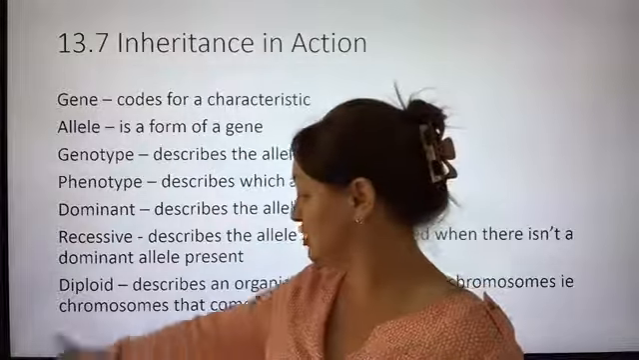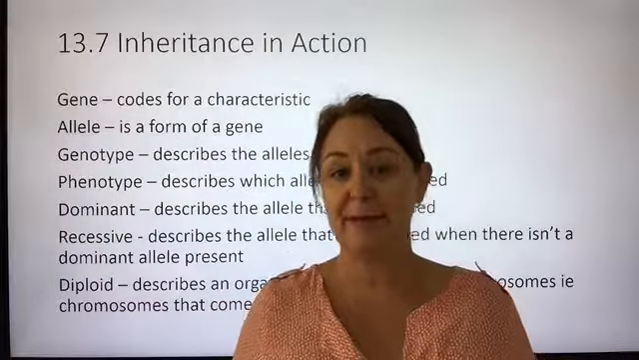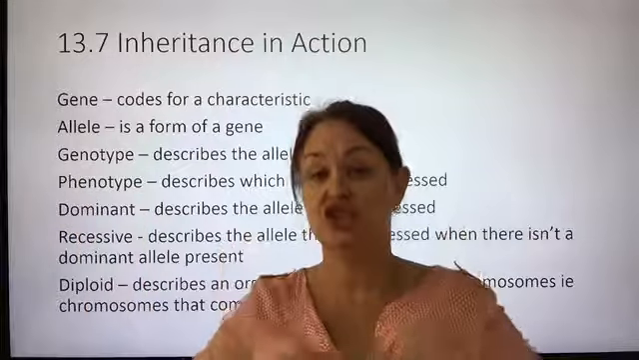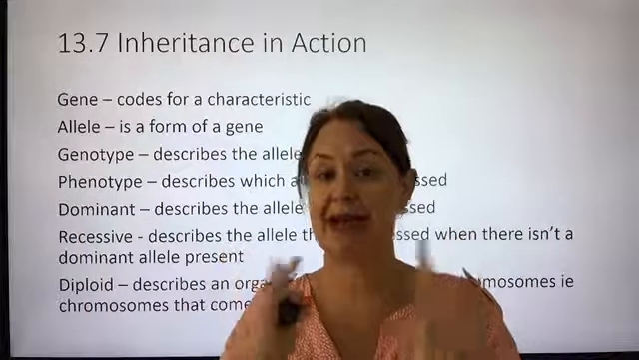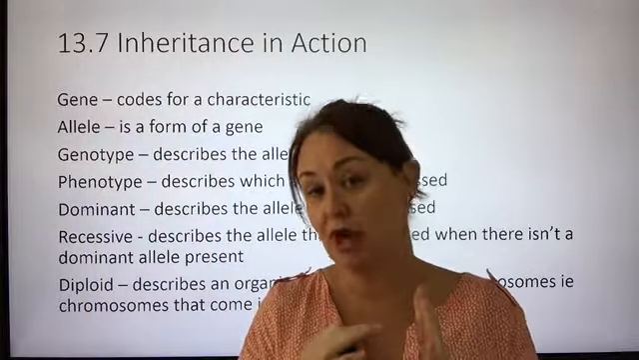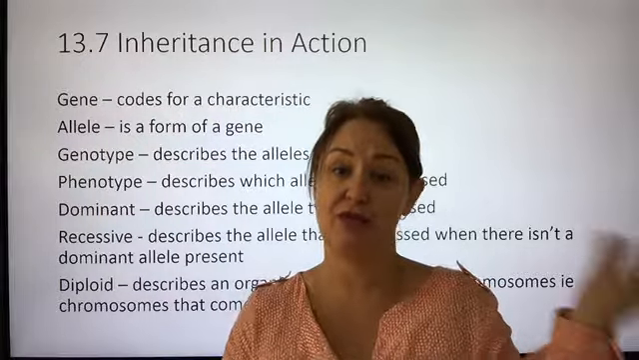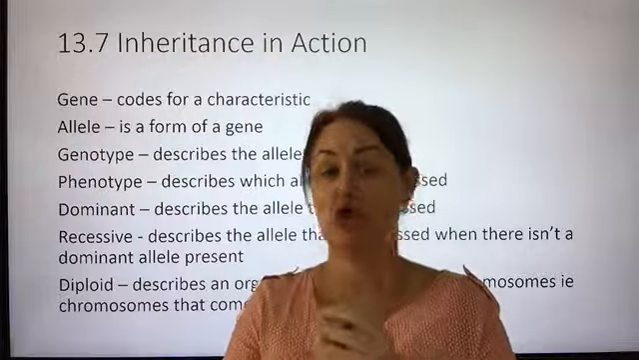Here's a word, I'll just draw attention to it, diploid. That means we have two chromosomes. You have one from mum and one from dad. So your chromosomes come in pairs. We actually call them homologous pairs, and most organisms operate that way. You get one from mum, one from dad, boom, and they're your chromosomes.